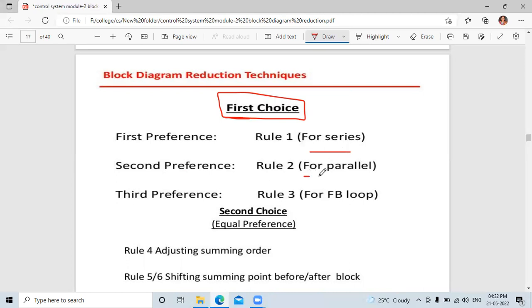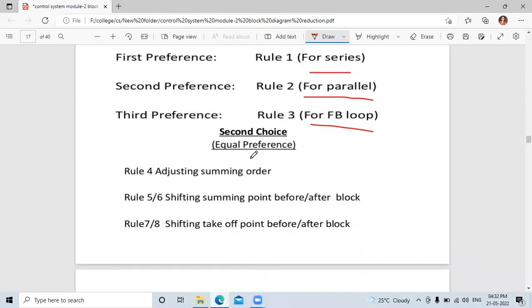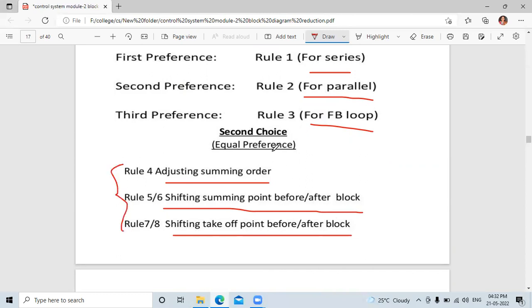Next we should go with parallel. The second preference is parallel, and the third one is the feedback loop. The second choice, with equal preference, is adjusting summing order, shifting a summing point before or after a block, and shifting a takeoff point before or after a block. These rules we should apply later. This is the first choice and this is the second choice.